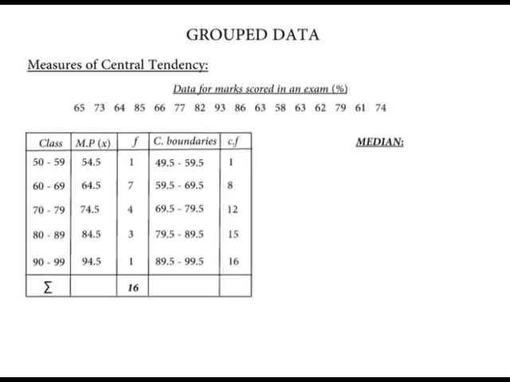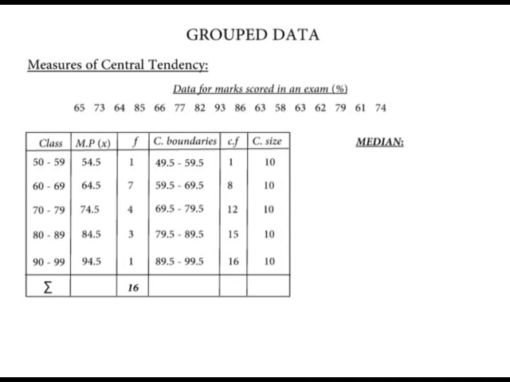Another column we need is the class size. Here, we subtract the upper boundary minus the lower boundary. If we do that, it appears all classes have class size 10.